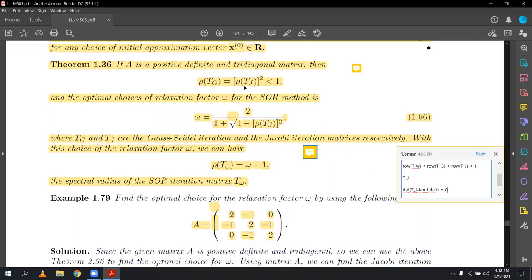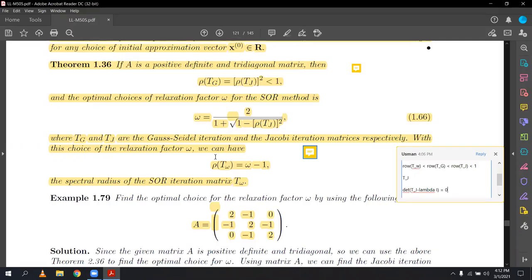You square that spectral radius of Tj. This will give you the spectral radius of Tg. And then you use this formula because you need the spectral radius of Tj here. You find the optimal choice of omega. And then you use this formula. You know the optimal value of omega from here. And take the minus between them, and that will give you the spectral radius of T omega. You understand my point, please? That's a simple way to do it.